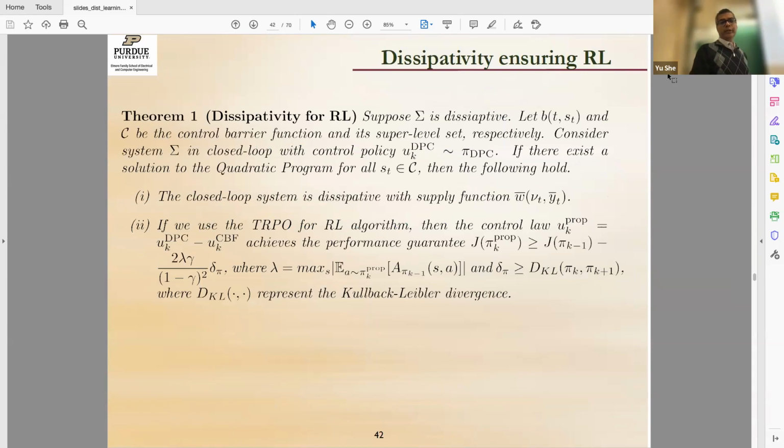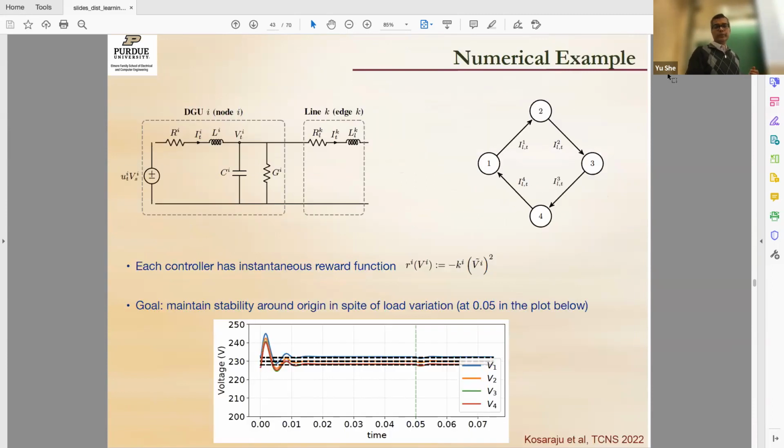So you can get a theorem which says that the closed-loop system will be dissipative, and if you make certain assumptions about the reinforcement learning algorithms, then you can get some performance guarantee on how much performance you are giving up because of this.